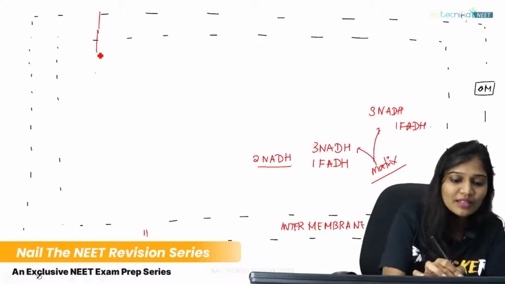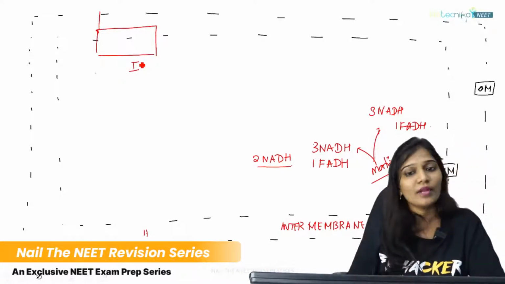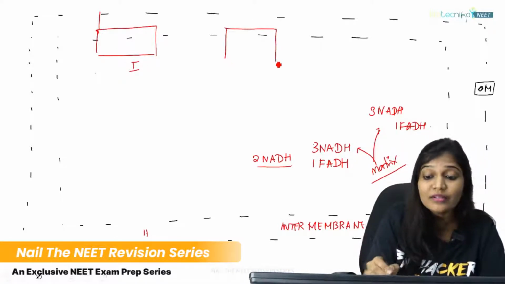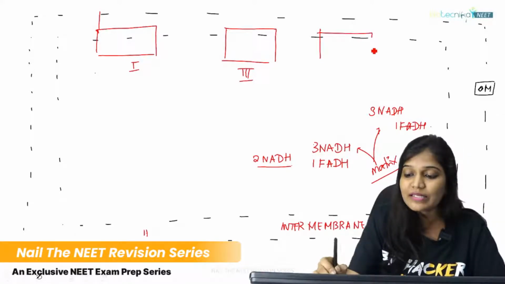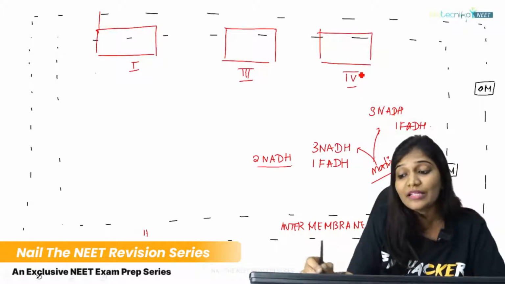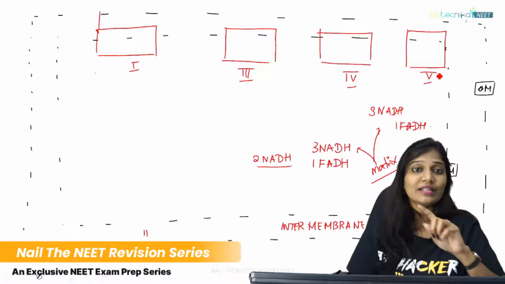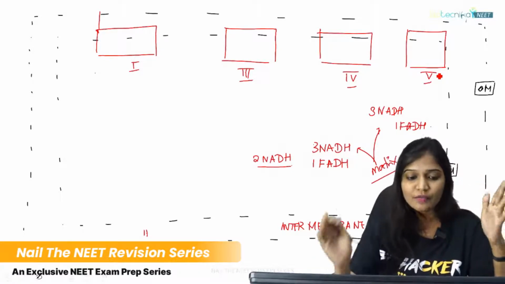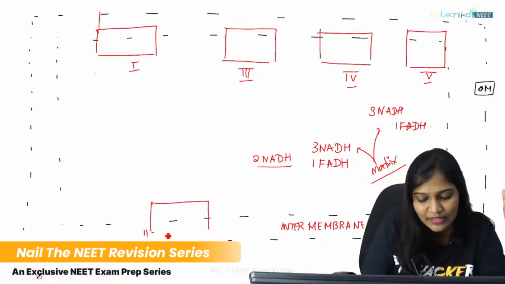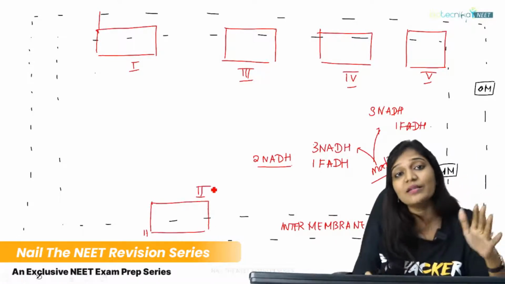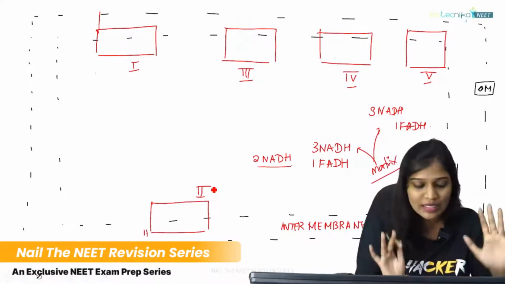So let me make it: this is the inner membrane. Let me write this as complex number 1, and I'm going to write complex number 3. I'm not writing complex number 2 yet, and I'm writing complex number 4. And I'm writing complex number 5, but this is not involved in ETC. It is in oxidative phosphorylation. For now, we are going to deal only with 4 complexes. For our understanding, I'm writing complex number 2 here, which doesn't mean it is actually present at the bottom. It is actually nearby. For our convenience, I'm writing it here.